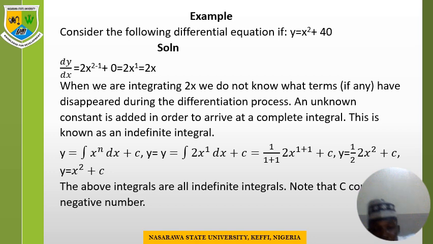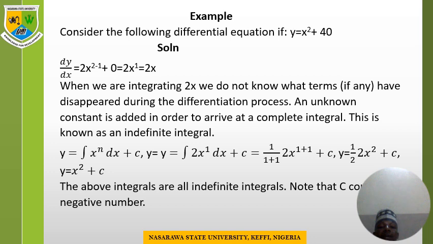Example: consider the following differential equation. If y is equal to x raised to power 2 plus 40. Solution: when you differentiate this equation, you end up having 2x raised to power 2 minus 1 plus 0, because the 40 is a constant value and has to disappear from the process. The answer is 2x raised to power 1, which is the same thing as 2x.